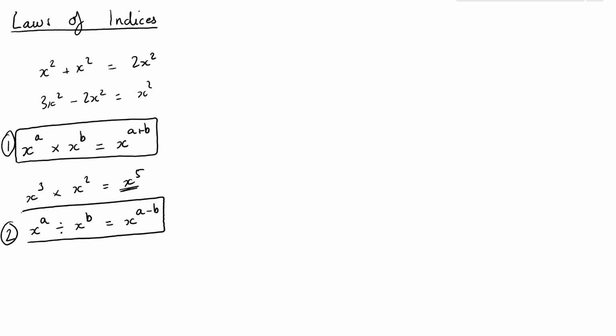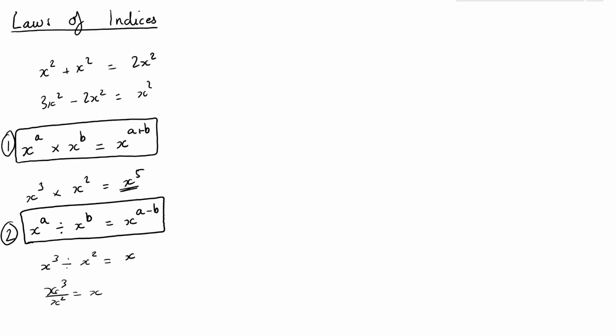So if we had, for example, let's go with the same thing, x cubed divided by x squared, this would just give us 3 minus 2. This is just going to give you x to the power of 1, but we don't have to write the power of 1. And that is our second law. These divisions can also sometimes be written as fractions, so they could have also written this as x cubed over x squared is equal to x to the power of 1. That would have been equally as valid.